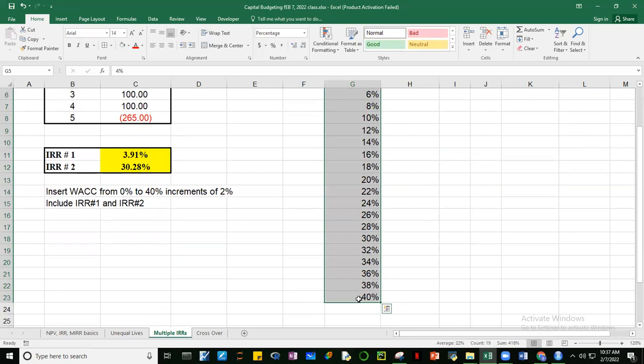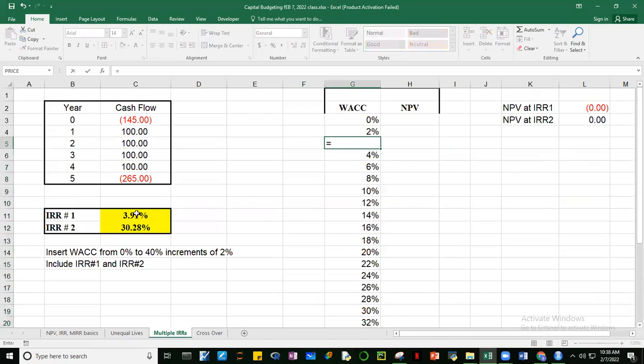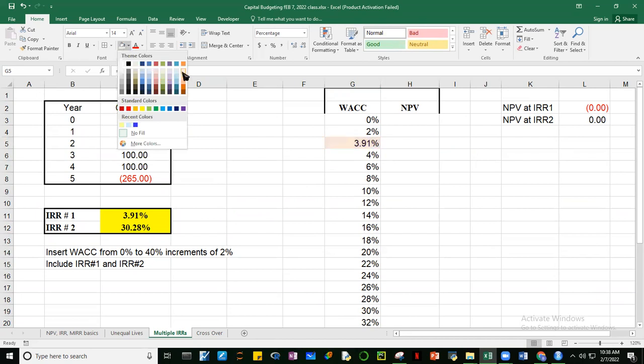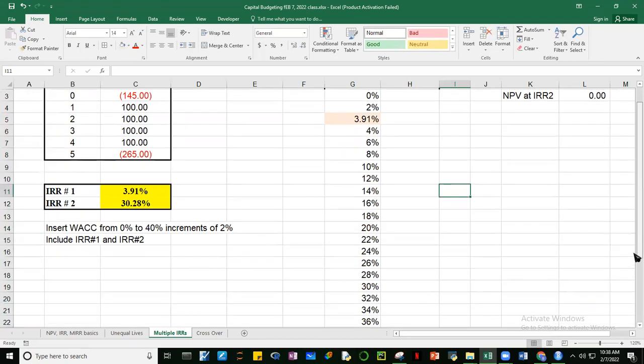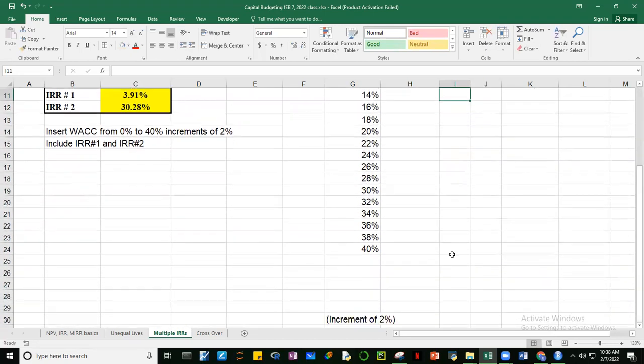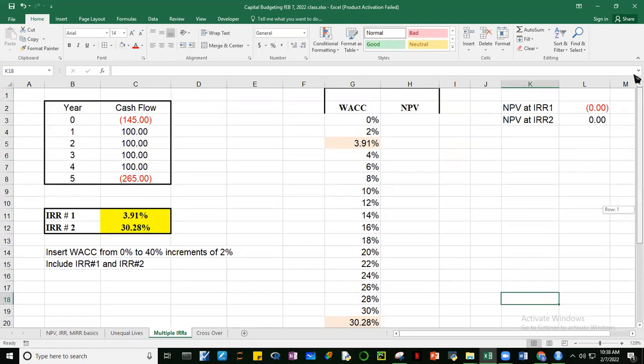So let me put a space here. So and then is equal to 3.91. Bigyan ko lang siya ng color dito. Okay. So siningit natin yung IRR1 sa WACC natin at saka IRR2 30.28, so that it should be after 30%. There. 30.28%. Right? So we inserted this, guys.